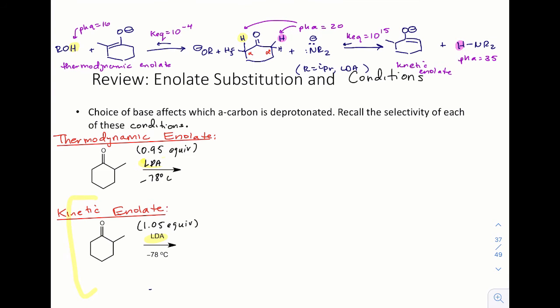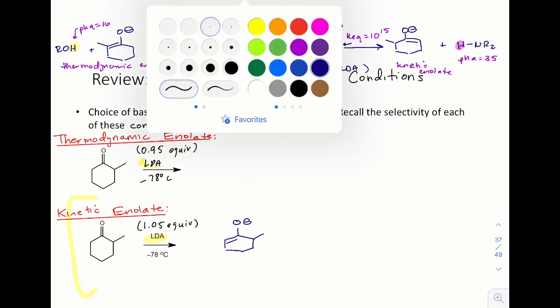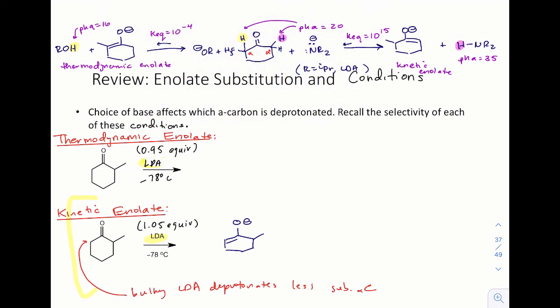If we use just a bit more than one equivalent of LDA, just as expected, the kinetic enolate is formed. Bulky LDA deprotonates at the less sterically hindered of the two alpha carbons. However, if one treats with just less than one equivalent of LDA, certainly the kinetic enolate is formed first. LDA is bulky, it deprotonates at the less substituted of the two alpha carbons. However, because we use less than one equivalent, there is some starting ketone left.